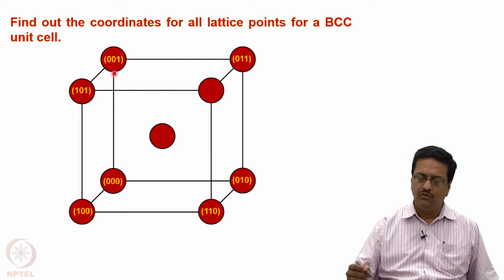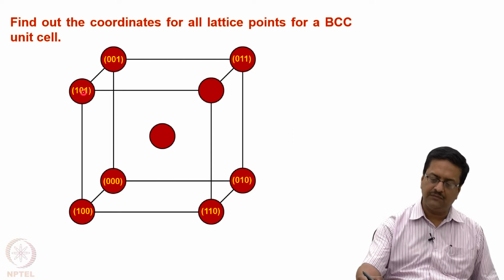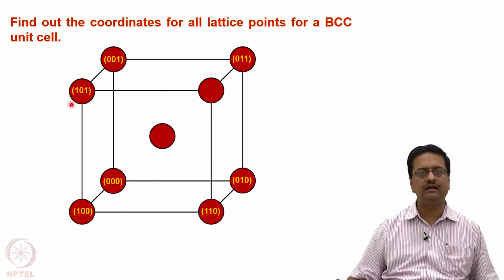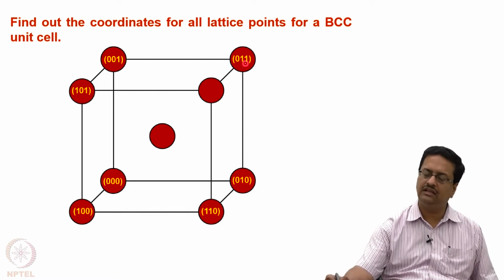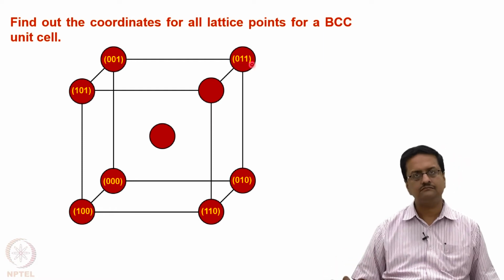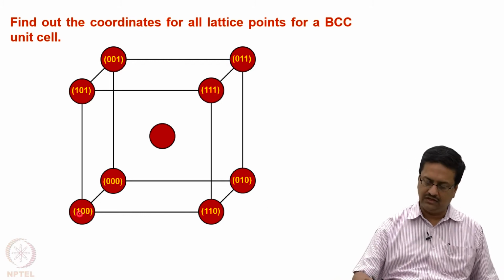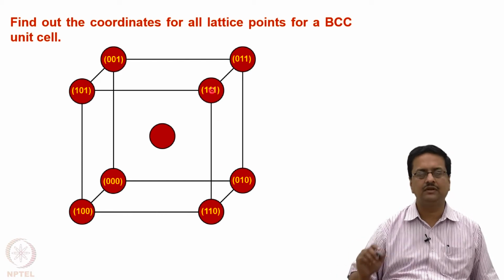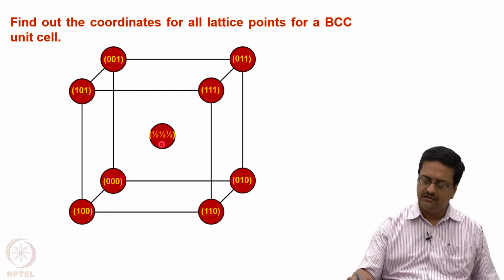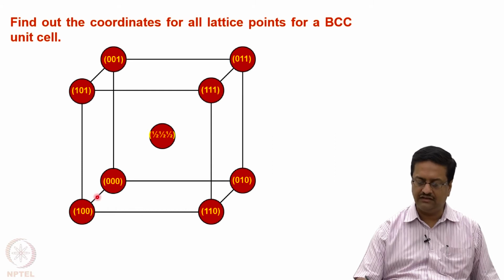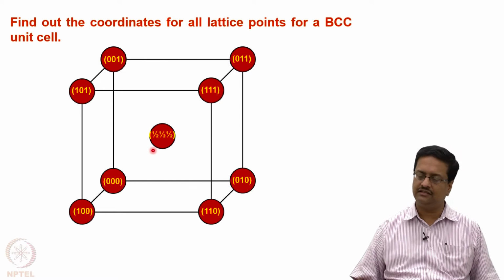Then the other corners, which are here 1, 2 and 3: first, 1 unit along x, 1 unit above along z and 0 along y, so this point is 1, 0, 1. Similarly, from here you go 1 unit along y, 1 unit along z and nothing along x, so it is 0, 1, 1. Like that, the opposite corner of the origin becomes 1, 1, 1, as we travel 1 along x, 1 along y and 1 along z. The point at the center of the body centered unit cell is then half, half, half. That means from the origin we traveled half along x, half along y and half along z and reached the center of the lattice.